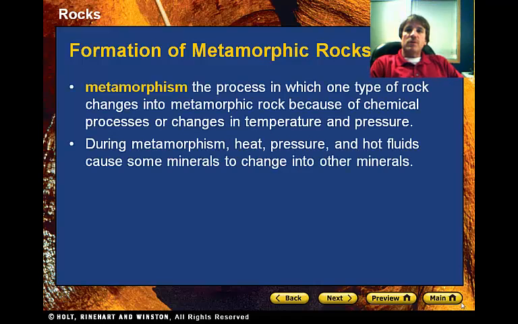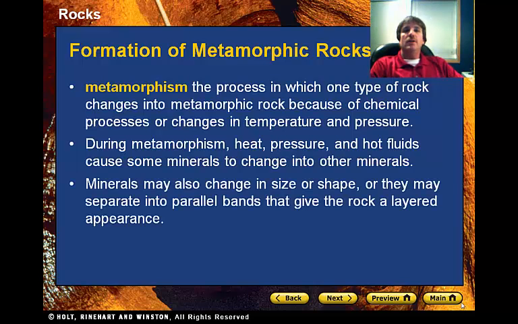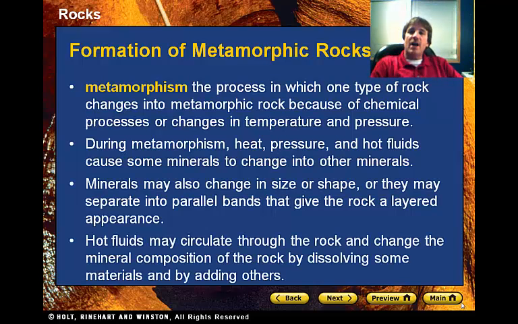Metamorphism is the process in which one type of rock changes into a metamorphic rock because of chemical processes or changes in temperature and pressure. Because of the chemical changes in the rock, you're going to get a different rock than when you started. Heat, pressure, and hot fluids cause some of those minerals to change into other types of minerals. They may also change shape or size, and sometimes they'll darken or lighten in color, and you'll get bands in the rock itself. Hot fluid may also circulate through the rock and change its mineral composition by adding some minerals and taking some away.